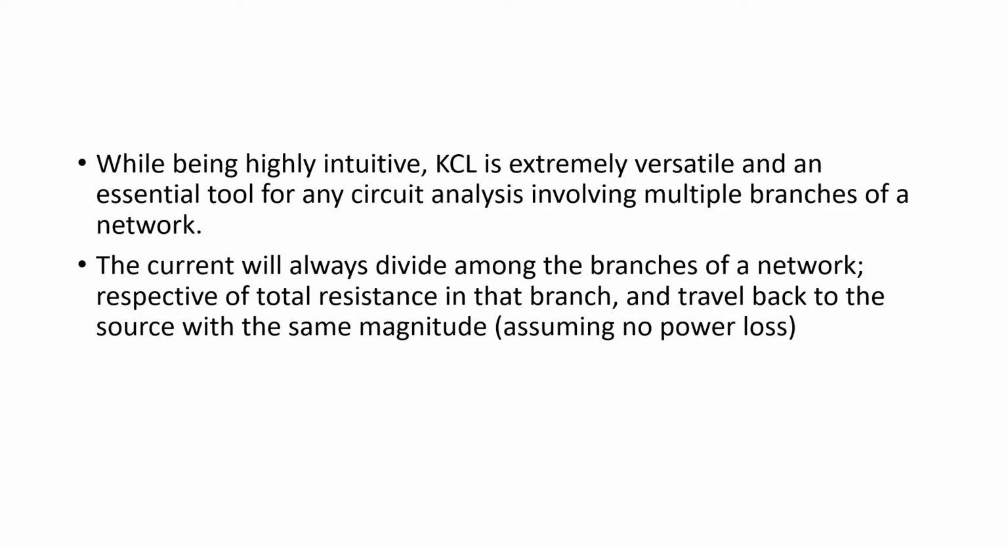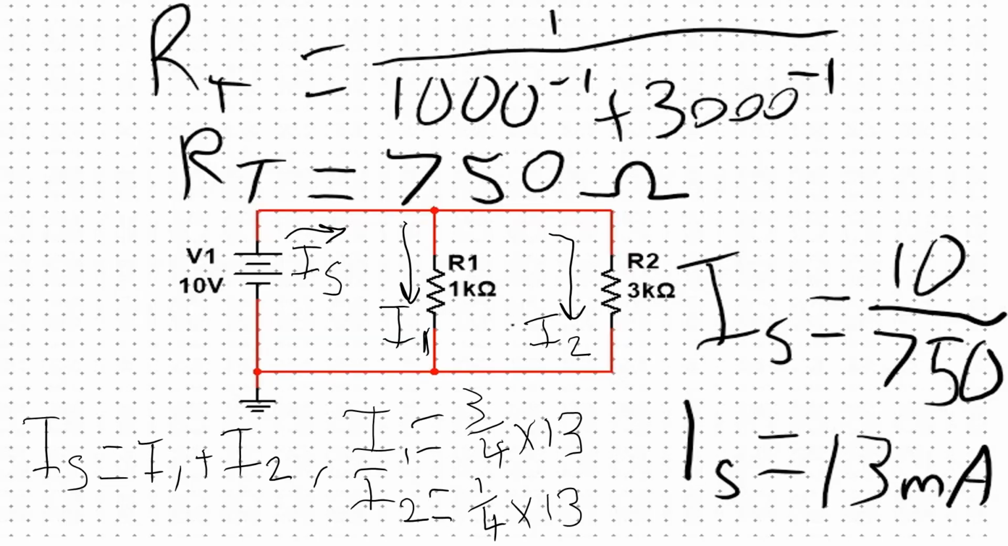Now, while being highly intuitive, KCL is extremely versatile and an essential tool for circuit analysis involving multiple branches of a network. The current will always divide among the branches of a network, respective of the total resistance within that branch, and travel back to the source with the same magnitude, assuming no losses.